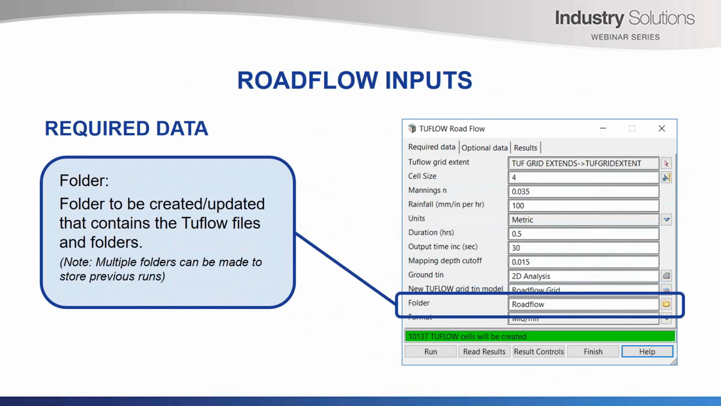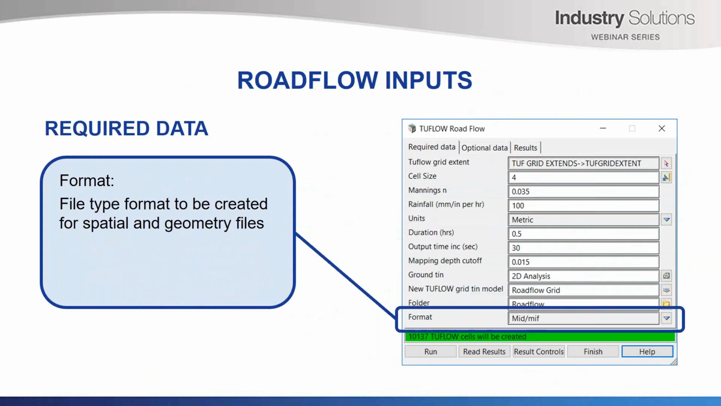Now, if you want to save all of those results from that particular run and you want to do a further analysis, it's as simple as changing the folder name, and 12D will create a new folder with all of the results and the logs and the runs from that second run or that third run, and you can recall those at any time. And the format is the file type for the spatial files that will be created as part of the TUFLOW run. These can be a MapInfo MIF or a shapefile format.